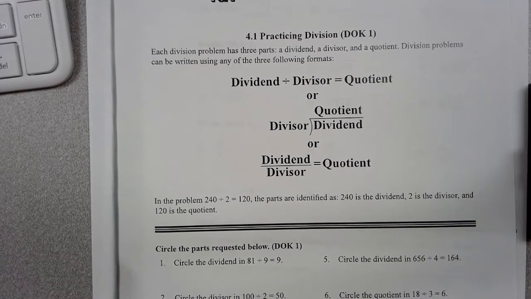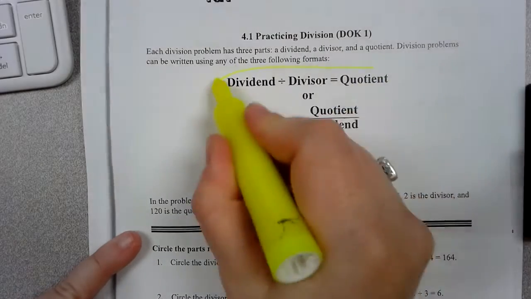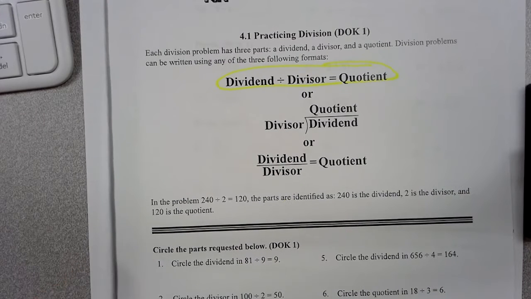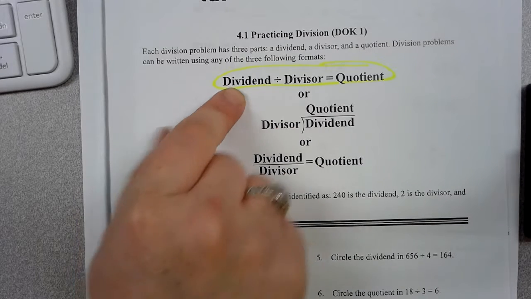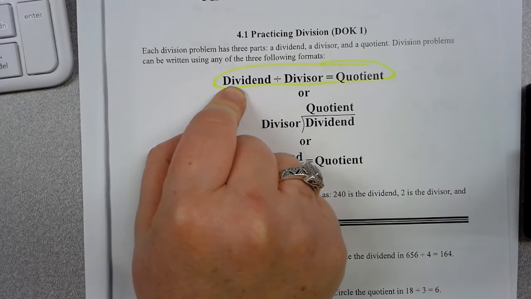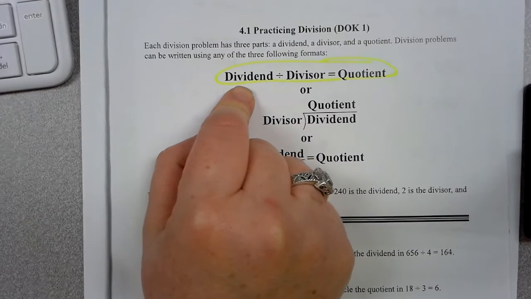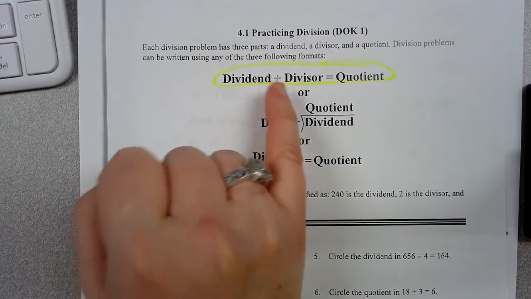Now, I'm going to tell you this right now. You need to know these vocabulary words. Okay? You need to know, when you have a division problem that's written like this, the first number, which is usually the bigger number, I said usually because it's not always the case, this is the bigger number. It's called the dividend. That is what you are dividing into.